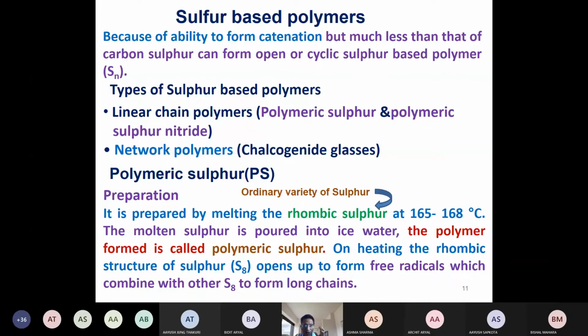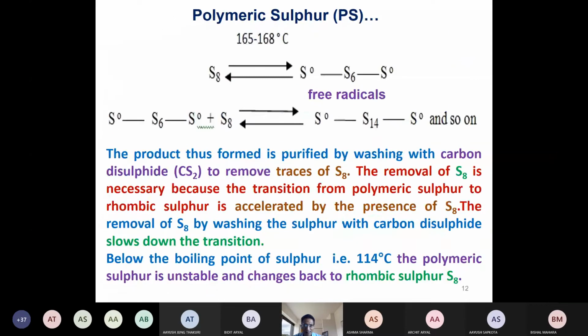Then how does rhombic sulfur form polymeric sulfur? On heating rhombic sulfur, the ordinary variety of sulfur, the structure of S8 opens up to form a free radical, and this free radical again combines with other rhombic sulfur to form a long chain. The chemical reaction involved: S8 ordinary sulfur at high temperature changes to free radical. The free radical formed again combines with other rhombic sulfur and forms the polymeric sulfur. And the product thus contains rhombic sulfur impurities.